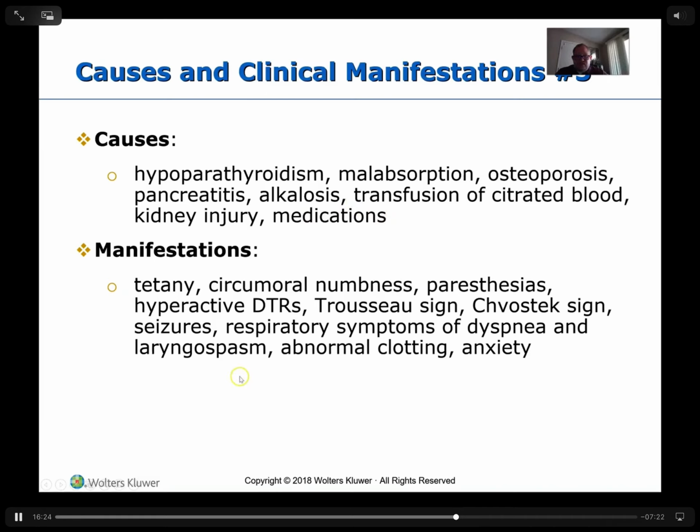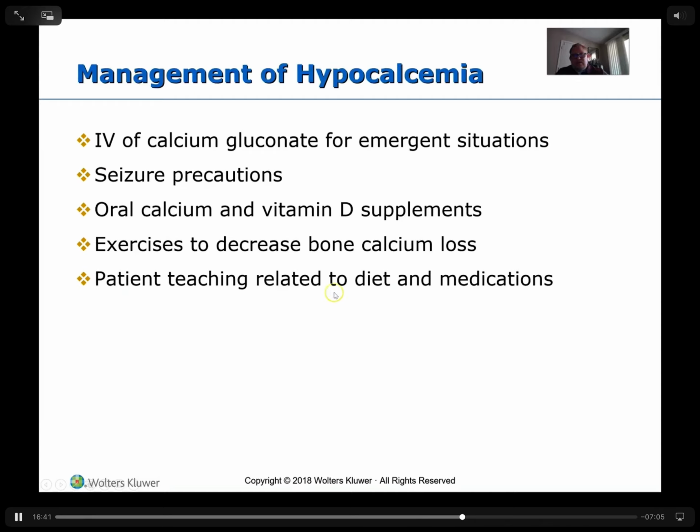Some manifestations: you've got tetany, hyperactive deep tendon reflexes, Chvostek's sign, Trousseau's sign, seizures, and respiratory symptoms of dyspnea and laryngospasm. For hypocalcemia, IV calcium gluconate is used for emergency situations, along with seizure precautions. Oral calcium and vitamin D supplements are used, and exercise to decrease calcium bone loss.